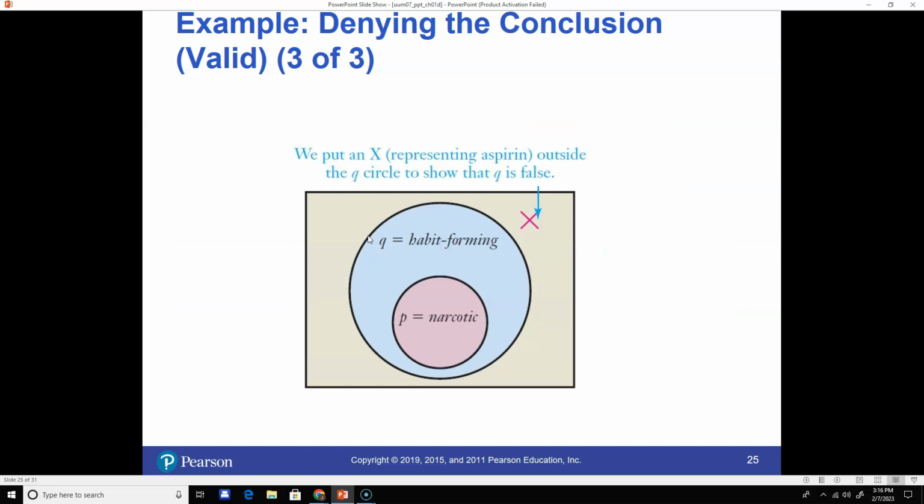So we've got all the habit-forming things Q, and then since we know narcotics are habit-forming from statement P, we put it there. And then since aspirin is not habit-forming, it's outside the habit-forming bubble, which means it could never be in the narcotic bubble. So we get a valid argument for that reason. So again, we have a valid argument in the fourth case of the types of conditionals that we looked at.